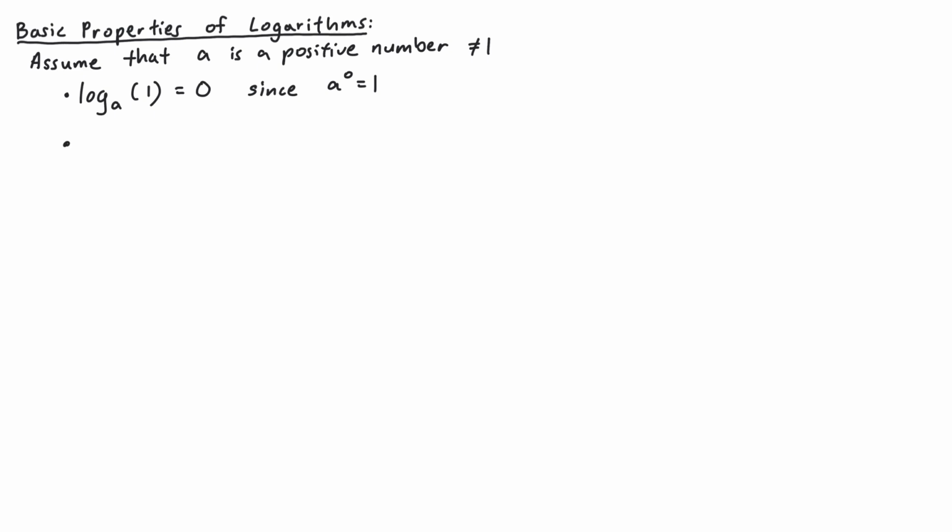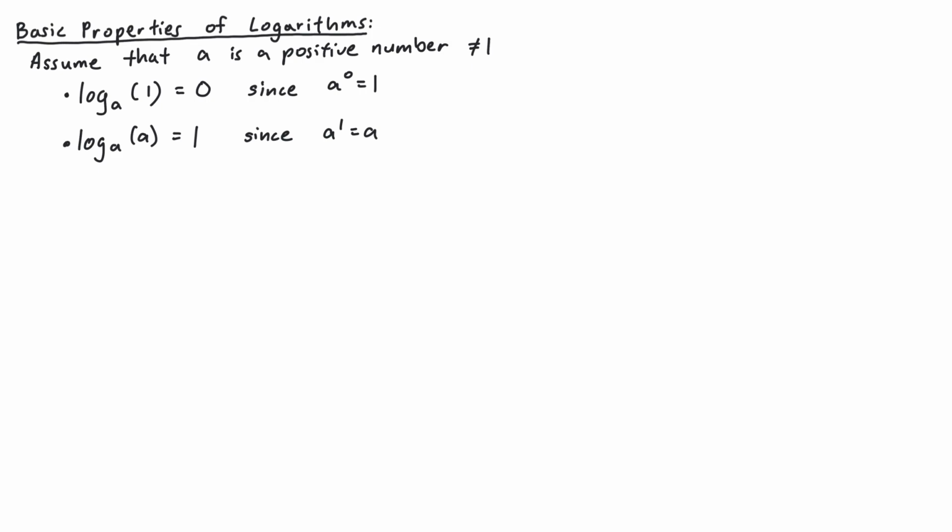Our second log property is log with base a of a is equal to 1. When we think about this logarithm, we're thinking to ourselves, a raised to what power gives us a? Well, we know that any number raised to the first power is itself, so a to the first power gives us a. So that's why 1 is the answer to our logarithm here.